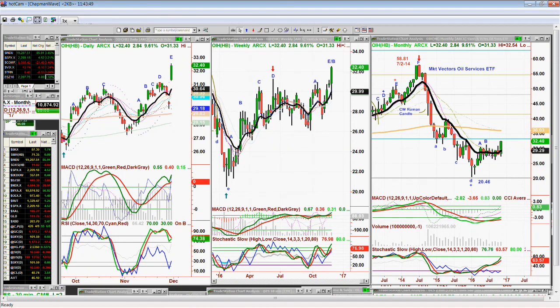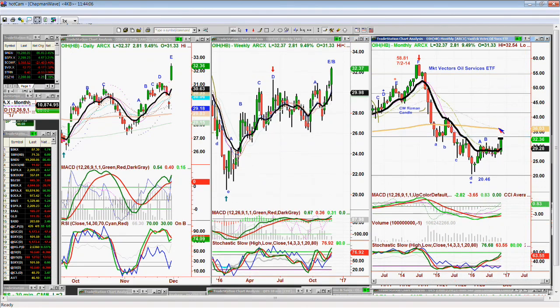If it's able to close above 31.27, yeah, call it 31.30, on Friday, I'm going to say that is more likely a B, and that we should go to a C and a D in the oil service, and that's new leg C in the weekly. Finally, it's got there. That's really important for me.